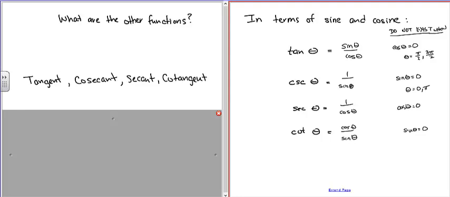You'll see that I've got this other column that says does not exist when, and I've got this not in terms of theta, but in terms of the other trig functions. So the tangent does not exist when the cosine of theta is 0, and that happens when theta equals pi over 2 or 3 pi over 2. If you think about a unit circle, pi over 2 is the y-axis, the x value is 0, and the x value is the cosine. So the tangent does not exist at pi over 2 and 3 pi over 2, from 0 to 2 pi.